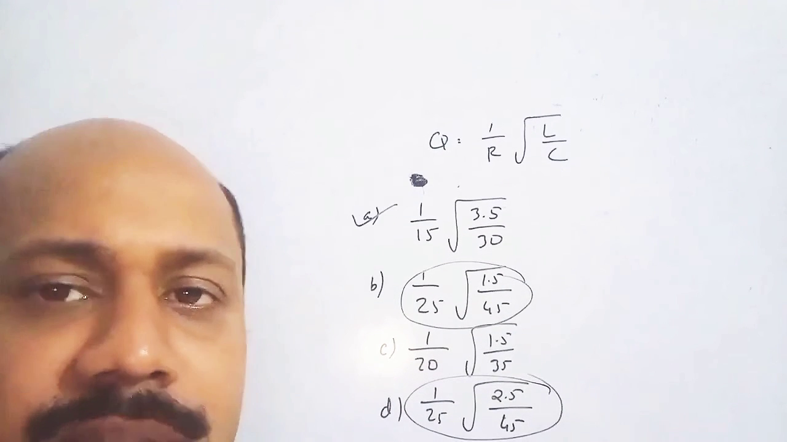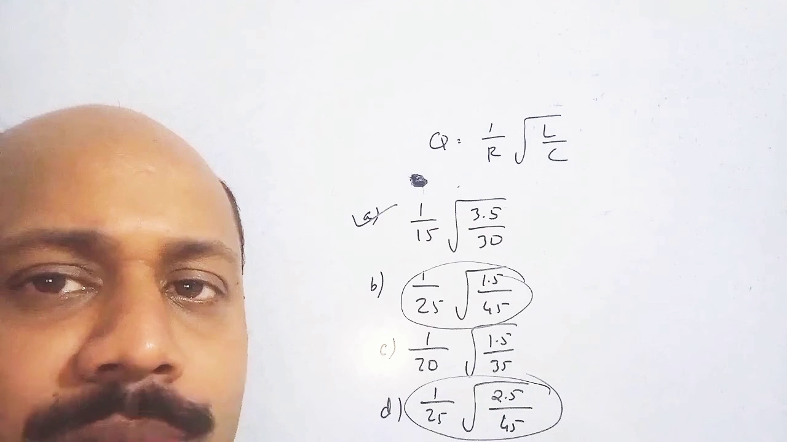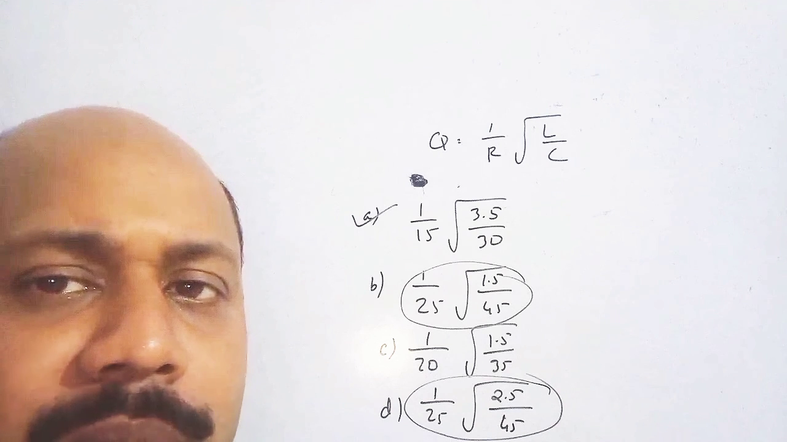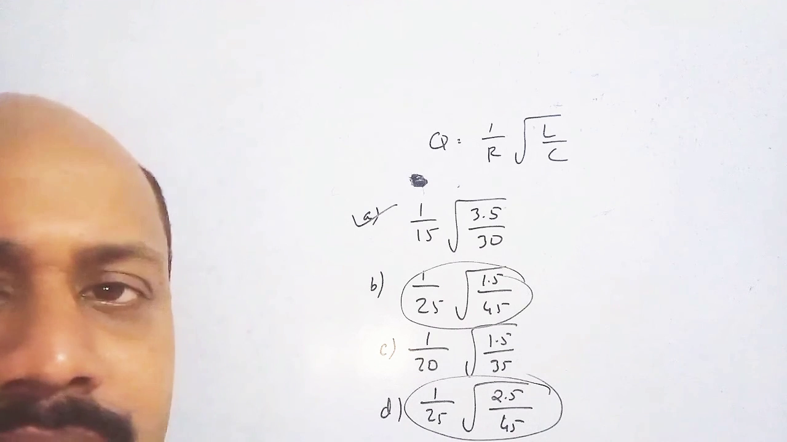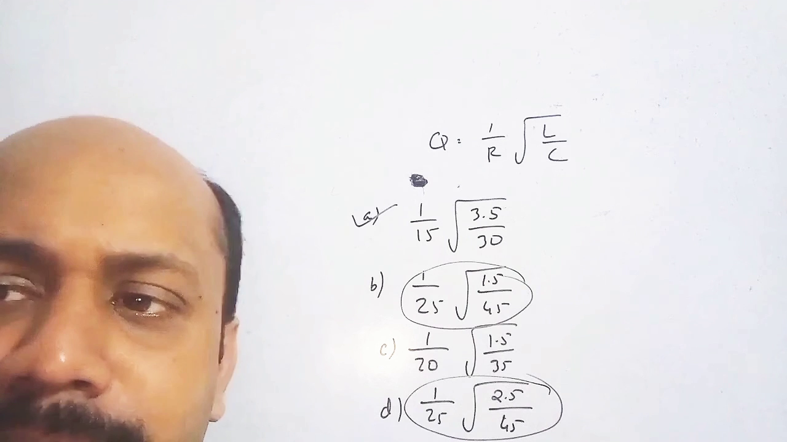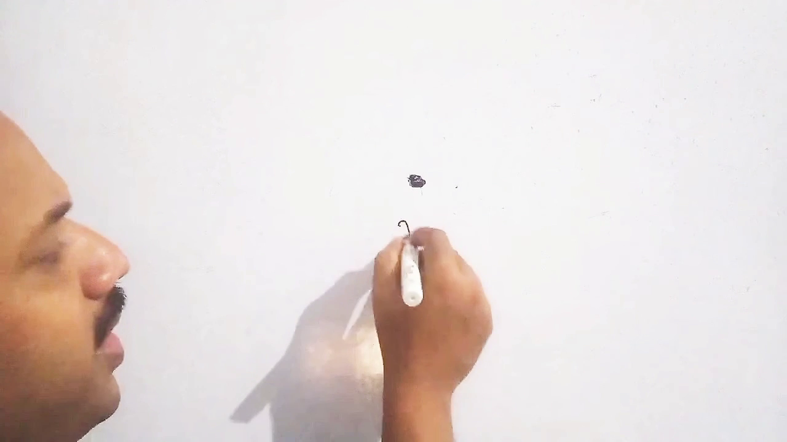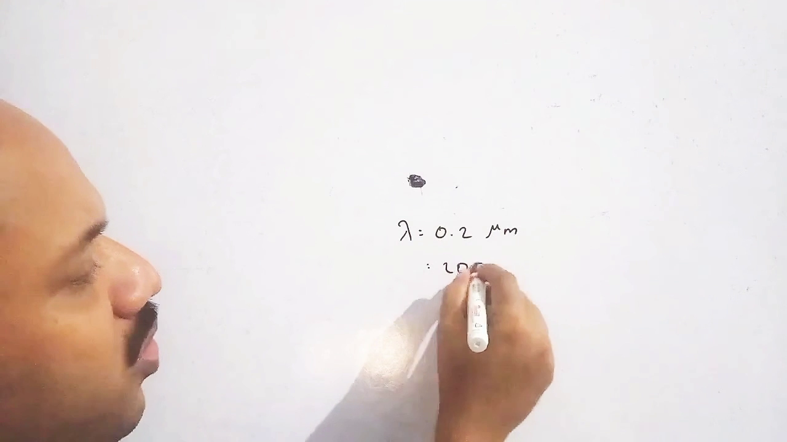Next, 7th question. A silver sphere, work function 4.6 eV, is suspended in a vacuum chamber by an insulating thread. A UV ray of wavelength 0.2 micrometer strikes the sphere. The maximum electric potential of the sphere will be, right? We have to find the maximum electric potential of the sphere, right? Now, work function is 4.6. The wavelength of incident light is 0.2 micrometer. 0.2 micrometer means that is 2000 angstrom, right?